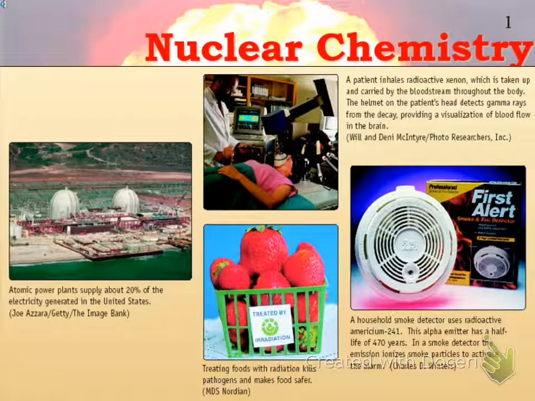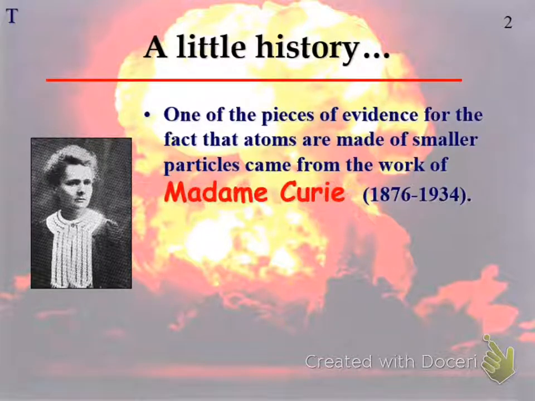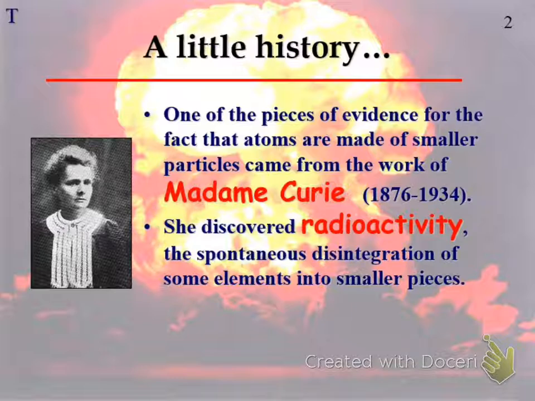Okay, so nuclear chemistry. All right, little history. One of the pieces of evidence for the fact that atoms are made of smaller parts came from Madame Curie, who basically helped discover nuclear chemistry. You've heard of her. She also died from that. She died from radiation poisoning because they didn't know that was a thing. So she actually also discovered radiation poisoning. Not the best thing to discover, but she did.